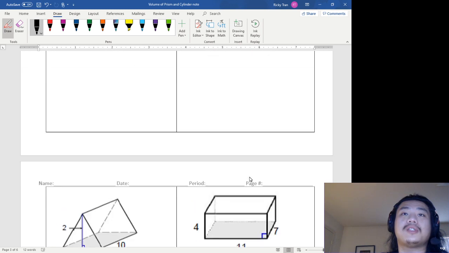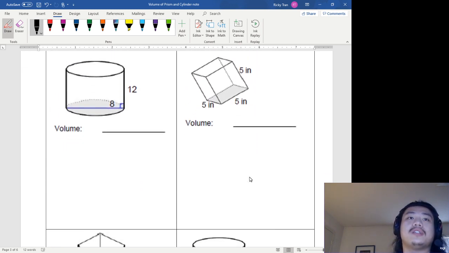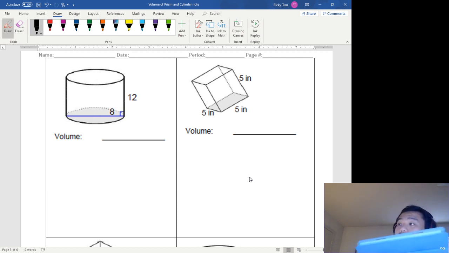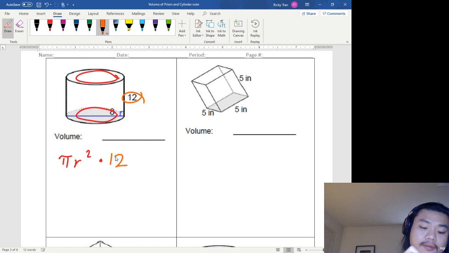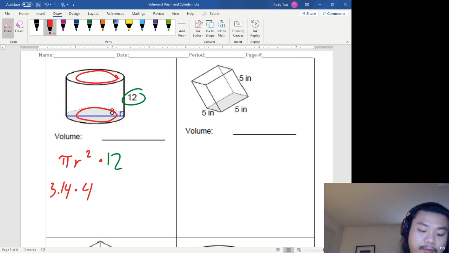I'm going to do 6 more, and then we'll be done for today. So we have a cylinder. Remember, pi r squared. If 8 is your diameter, half of that is your radius. So it's going to be pi r squared times your height, which is 12. Actually, let me use a different color because of the color contrast there. So 3.14 times 4 squared times 12.